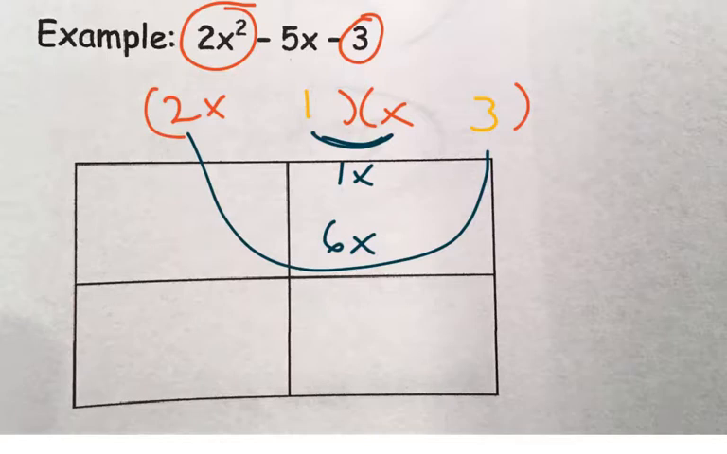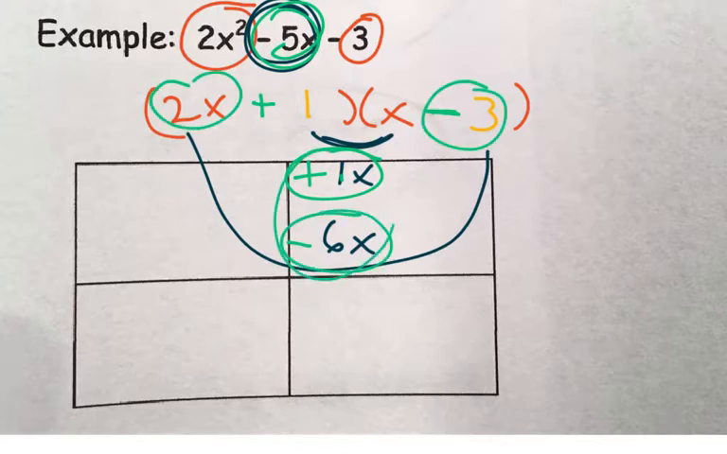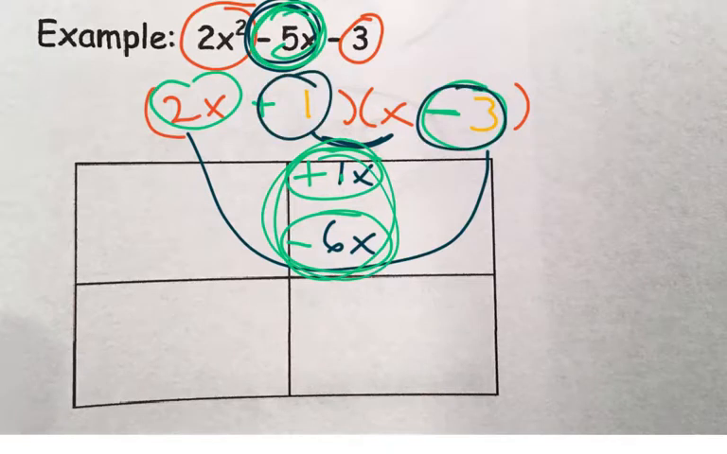And I know 1 and 6 can make this negative 5x in the middle if and only if I do plus 1 minus 6. So does everyone agree 1 minus 6 is negative 5x? And let's see if it works. So if I put a plus here, I'll get my plus 1x like I want. If I put a minus here, I will get negative 3 times 2 is negative 6. And 1 minus 6 again is negative 5. Notice that 1 times negative 3 is also negative 3. So all the numbers work correctly.